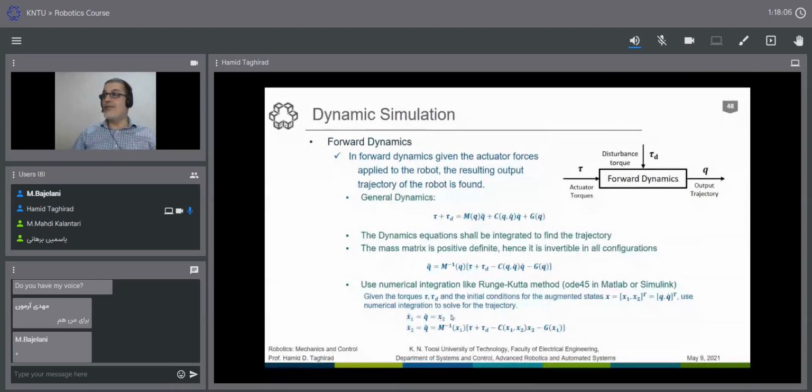We call that forward dynamics. And if M, C, and G are given, if the structure and the parameters are given, then you have the motion of the system.